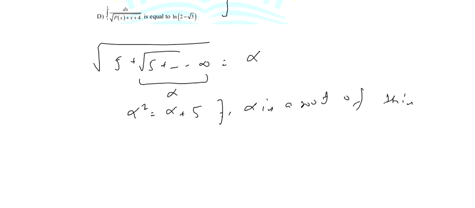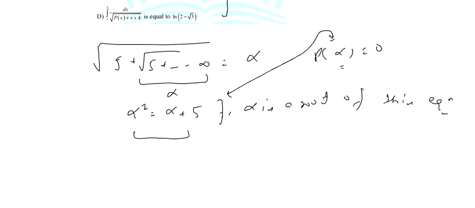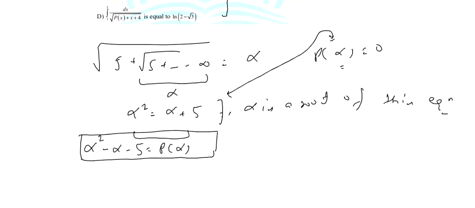Fine. So we have basically P of alpha equals 0. That implies alpha is a root of this polynomial, right? And this is also a polynomial whose root is alpha, whose leading coefficient is 1, right? So we can claim P(alpha) is none other than alpha square minus alpha minus 5. Fine. And it has been said to be the least degree, right?